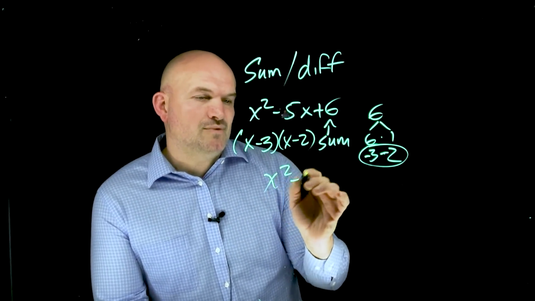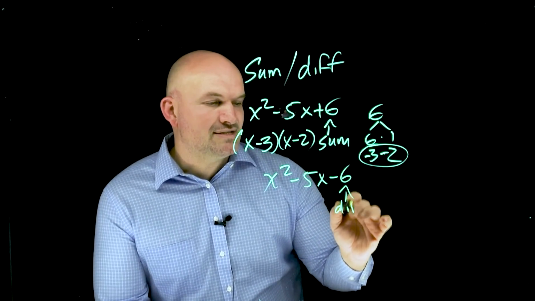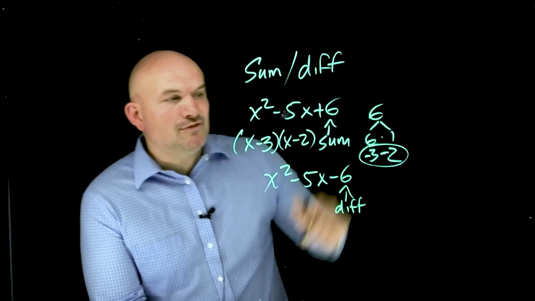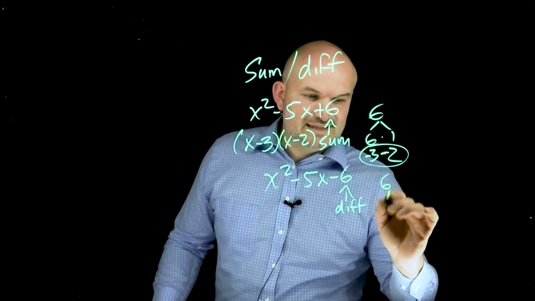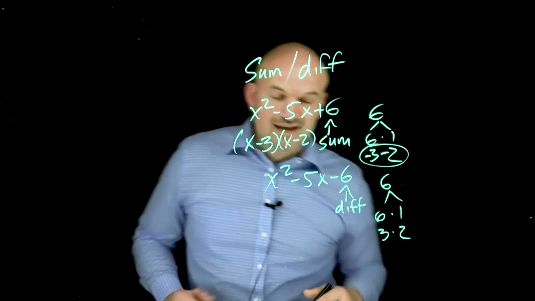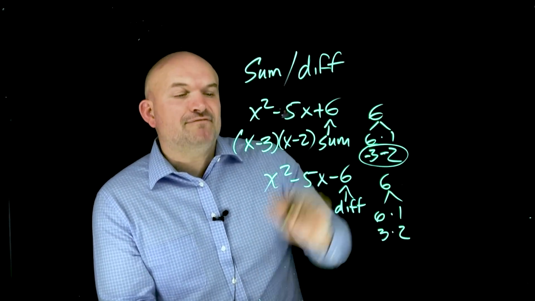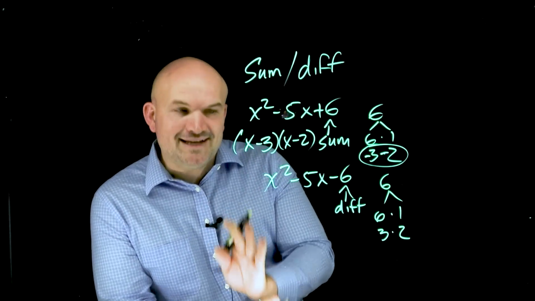Now, what about x squared minus 5x minus 6? Well, that is a difference. So what that means is instead of looking at your factors and looking for the sum, now we're going to be looking for the difference. And again, forget about the negatives. Which of these two factors have a difference of 5? We'll talk about the negative in a second.